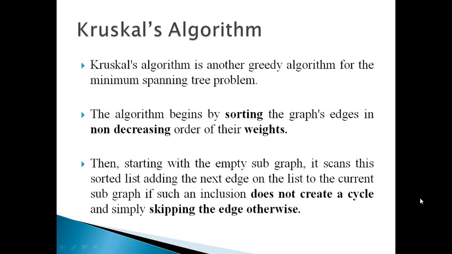Now let's start with Kruskal's algorithm. This is one of the greedy algorithms to find the minimum spanning tree. The algorithm begins by sorting the graph edges in increasing order of their weights. It starts with an empty subgraph. Then it selects the first edge, which is minimum in the sorted list, and so on, such that it does not create a cycle and covers all the vertices. If a cycle is created, then that particular edge will be skipped.